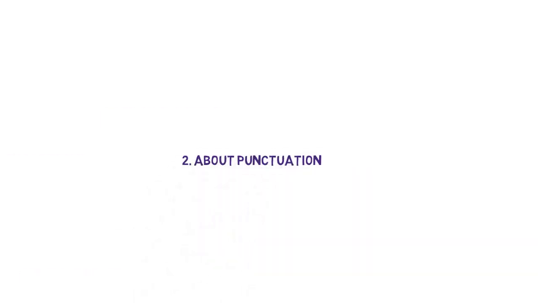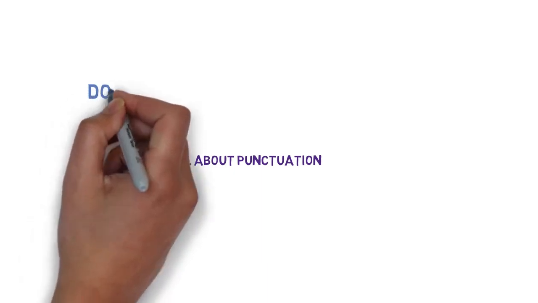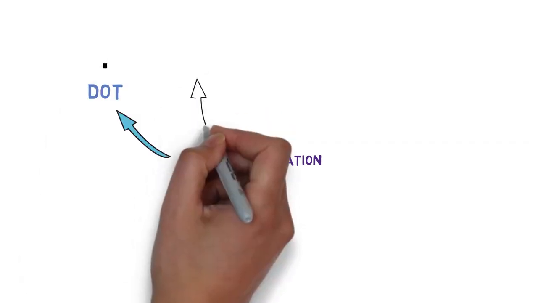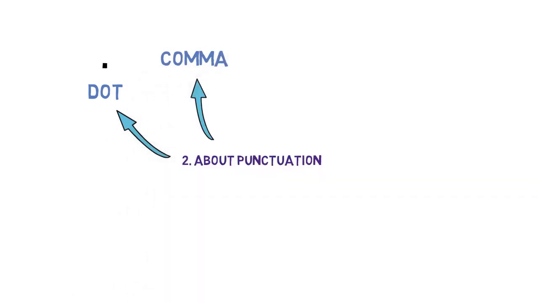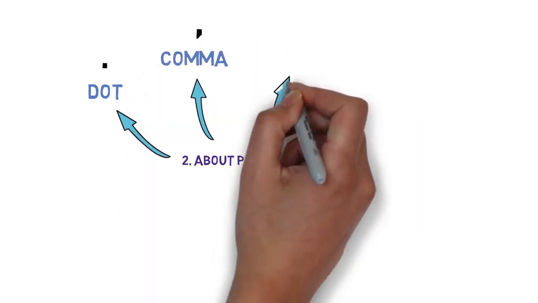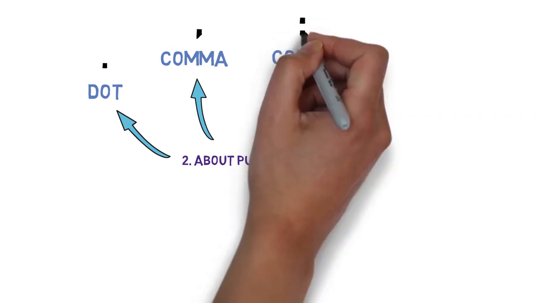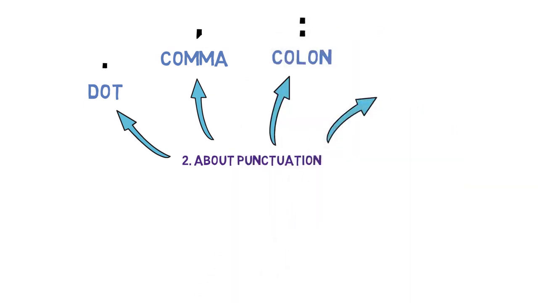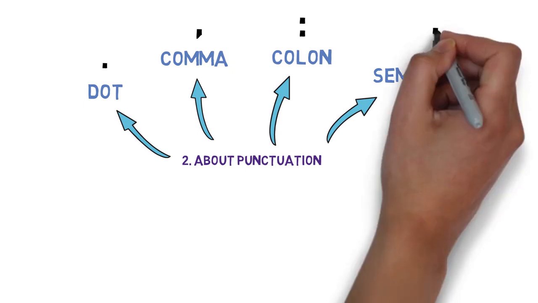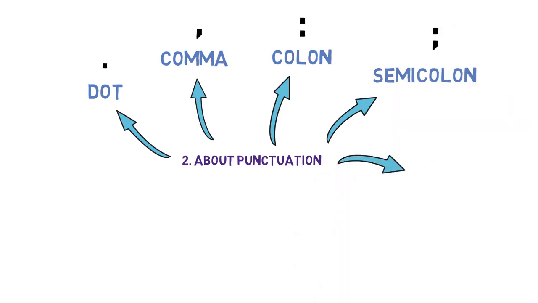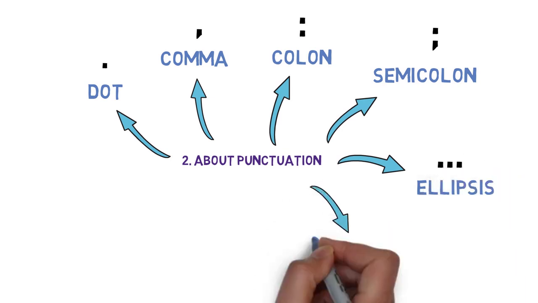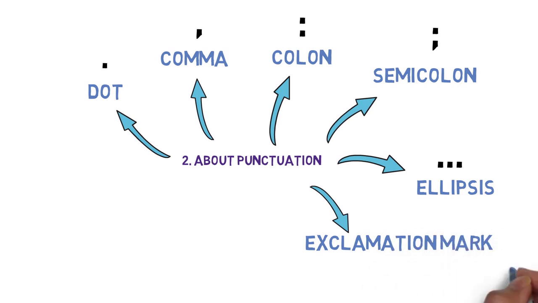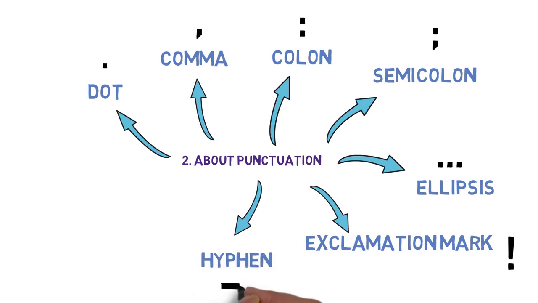2. About punctuation. Dot. Comma. Colon. Semicolon. Ellipsis. Exclamation mark. Hyphen. Question mark.